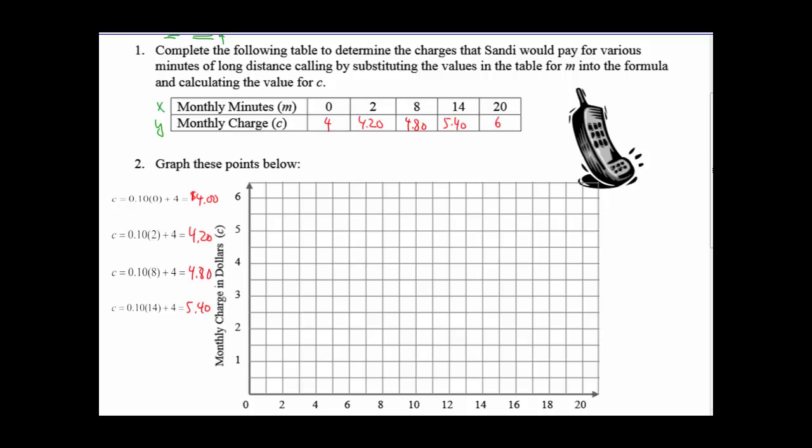All right, go ahead and hit pause. Graph the lines, answer questions 4, 5, 6, and 7. I'll see you back here in a few minutes.